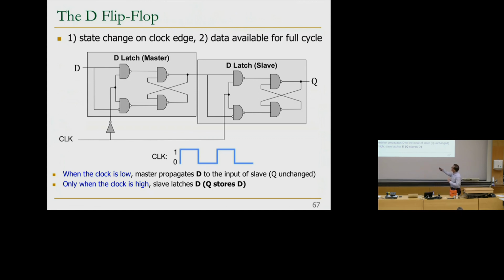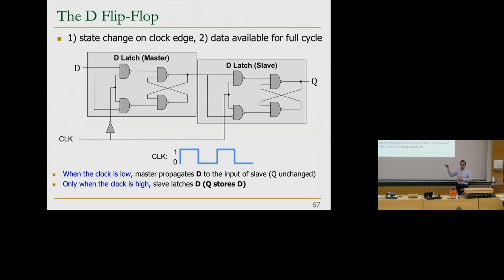This is basically the master because it's really controlling what gets written over here. And the fact that they're controlled by different phases of the clock, this one by the high phase and this one enabled at the low phase, ensures that you're never propagating this D value during the clock cycle. Basically, you're capturing the D value over here when the clock is low, and you're capturing it into Q when the clock transitions from low to high.